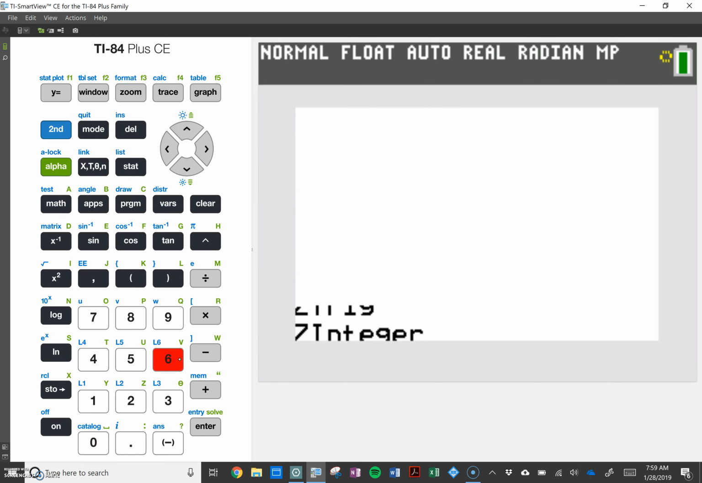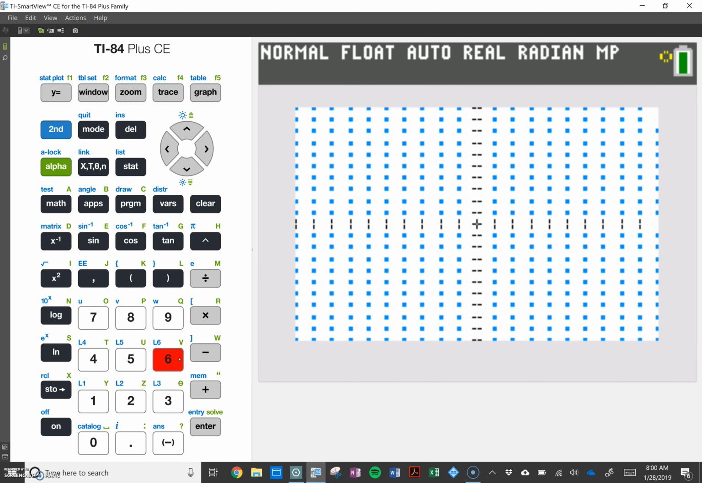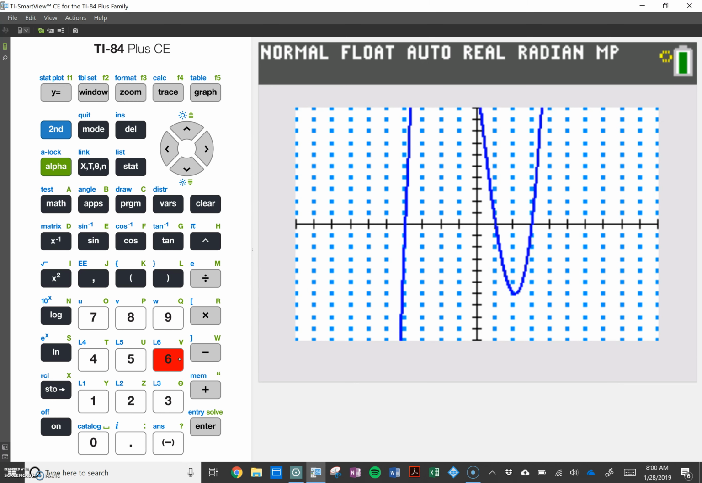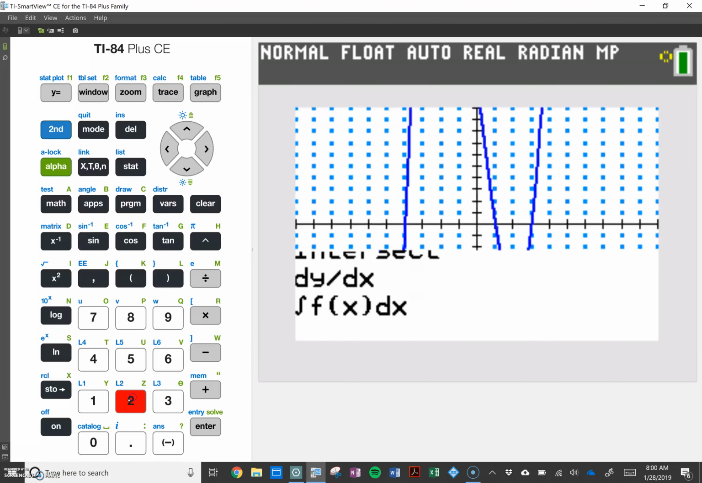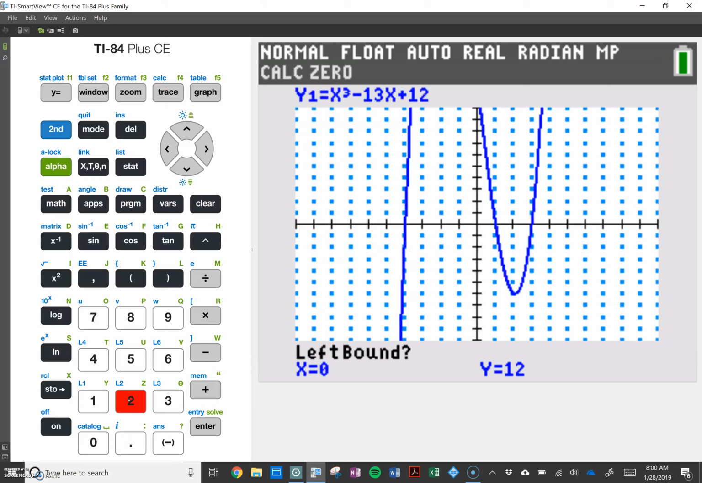Zoom 6. And now we're not looking for the intersection of two lines, but we're merely looking for where this cubic function crosses the x-axis. And so now we're going to go to second calc, and we're not going to find the intersection, but we're going to find the zeros. Right now you can see at the bottom of the screen the x value is at 0 and the y value is at 12. So it's really off the screen.